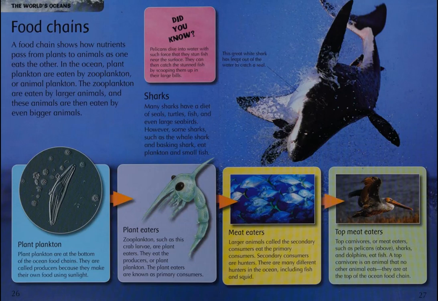Meat eaters. Larger animals called the secondary consumers eat the primary consumers. Secondary consumers are hunters. There are many different hunters in the ocean, including fish and squid.